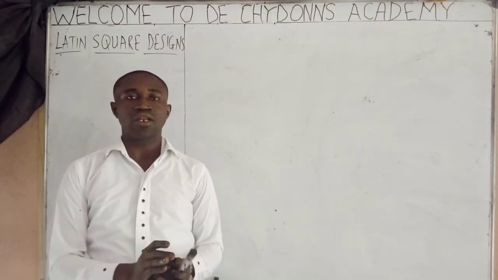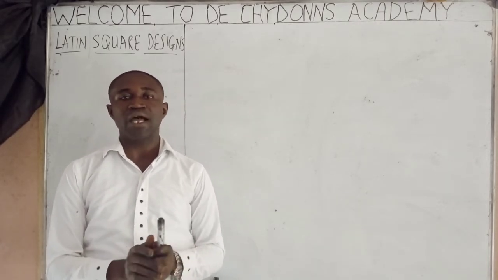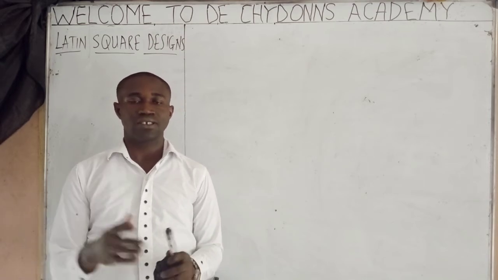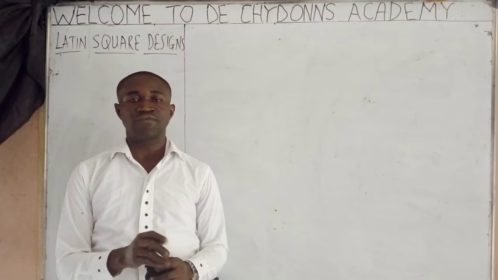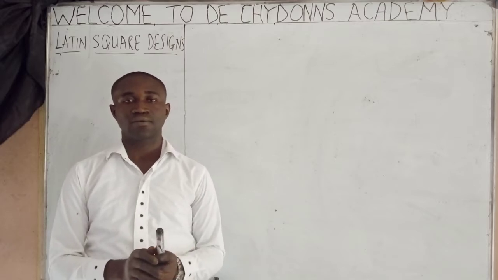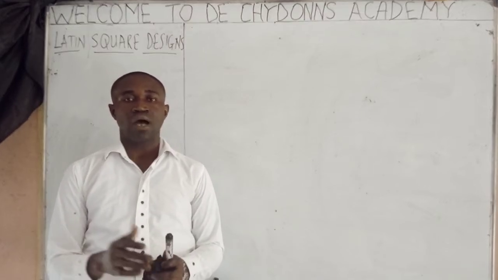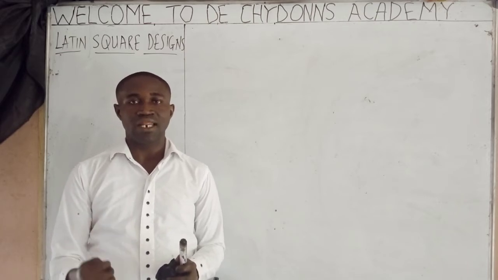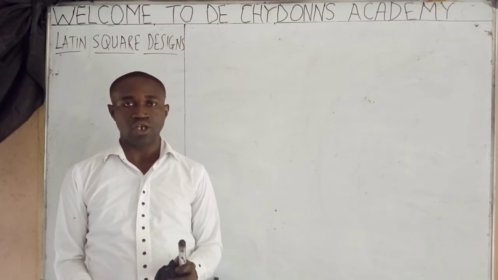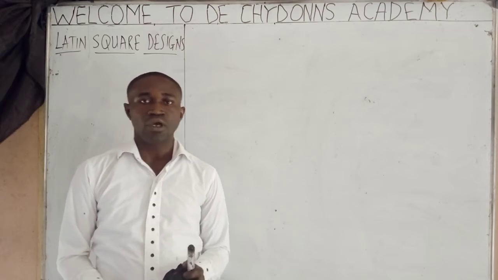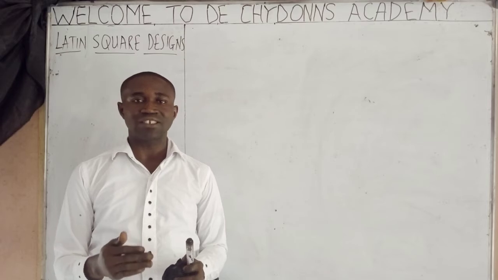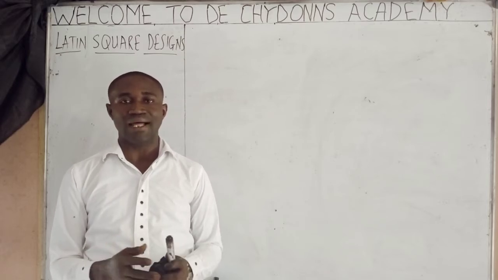This day we want to discuss another aspect of ANOVA, that is Latin square designs. This video will be in two parts. After this part, that is the introduction, you will see the next part that will be the calculation on it. Latin square design is one of the statistical techniques we use to analyze data.